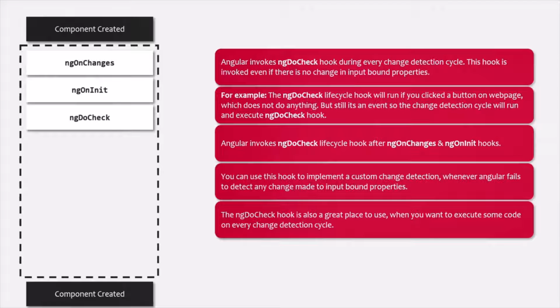And the ngDoCheck hook is also a great place to use when you want to execute some code on every change detection cycle. So let's say you want to write some logic which should be executed whenever a change detection cycle runs. That logic you can write inside the ngDoCheck lifecycle hook, because as we learned, the ngDoCheck lifecycle hook will be called for every change detection cycle. Whenever Angular runs a change detection cycle, it will call the ngDoCheck lifecycle hook. It does not matter if anything has changed in the component or not. Since the change detection cycle has run, if you have written the ngDoCheck lifecycle hook in your component, that hook will be called. Let's try to understand the ngDoCheck lifecycle hook with an example.